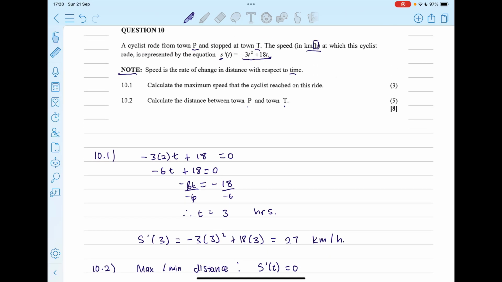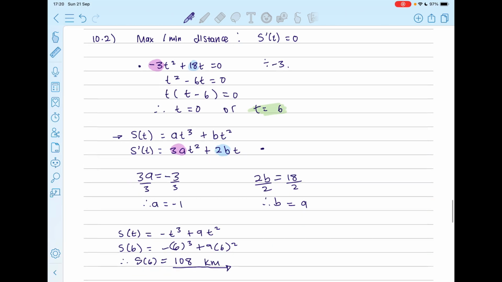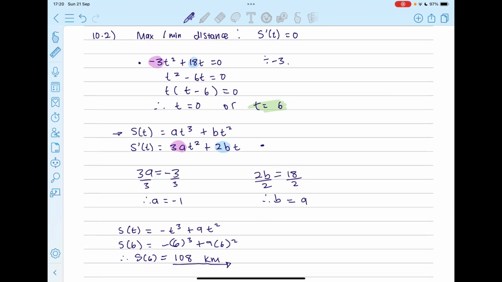Okay, so just a recap. In this question, we had to calculate the distance between P and town T. And we know we can get the total distance by using the first derivative, because that's how we get our maximum and our minimum distance. And we were already given the equation for the first derivative, so we equated that to 0, and then we were able to get the maximum time, which matches the maximum distance, which is t is equal to 6.